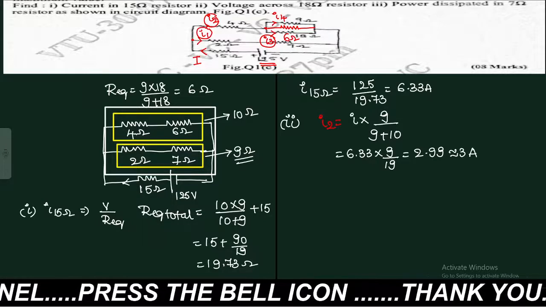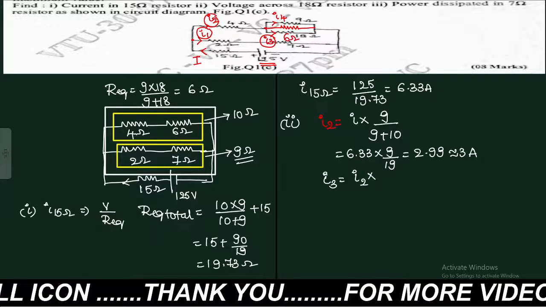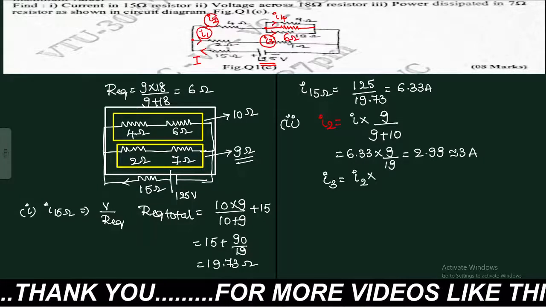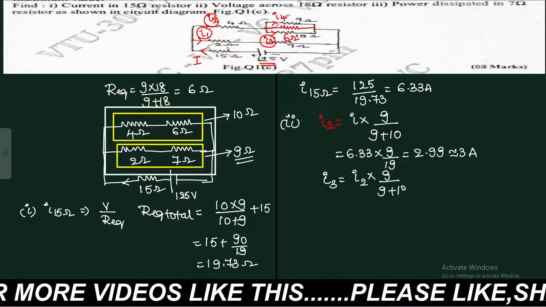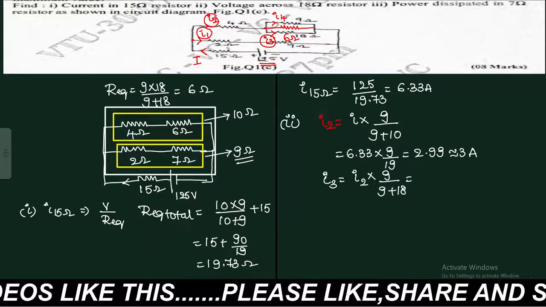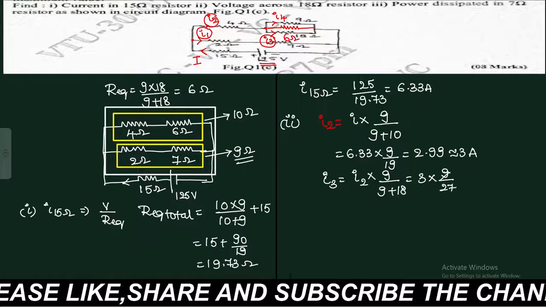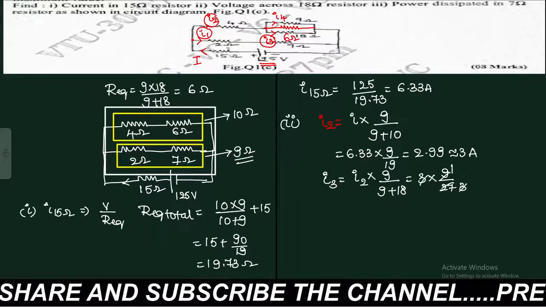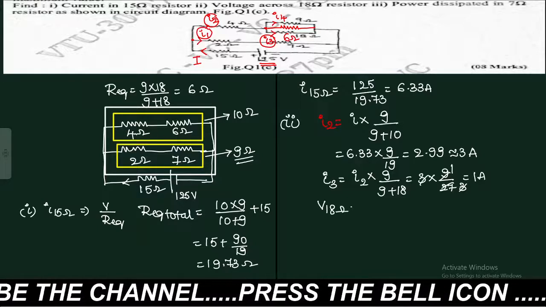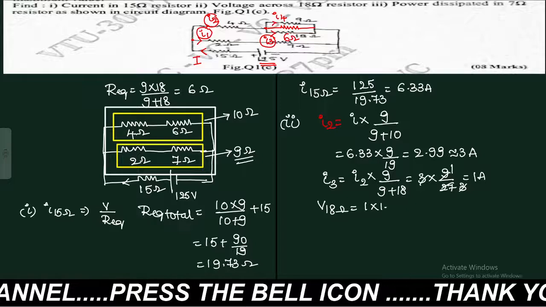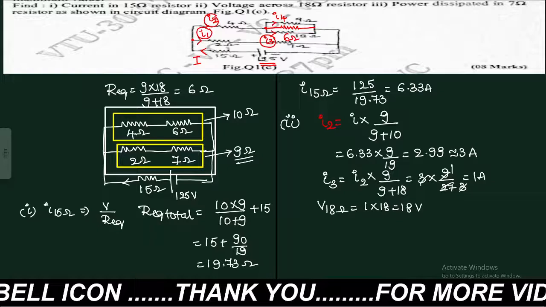Now let us find I3. Once again you have to apply the current division rule, but this time consider the I2 value. I2 into the opposite resistance for the 18 ohms, that is 9, so 9 plus 18 here. Approximately I2 we have taken as 3. 9 divided by 27: 9 ones are 9, 9 threes are 27, 3 gets cancelled, that is 1 ampere. So the voltage across the 18 ohms resistor will be, current flowing is 1 ampere and resistance is 18, so approximately you will get 18 volts. That is your second question answer.